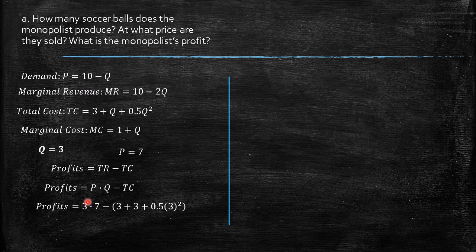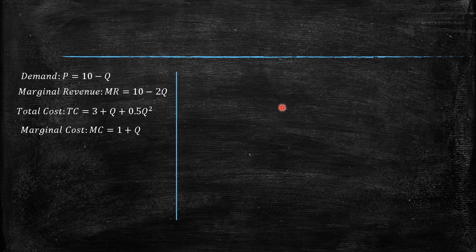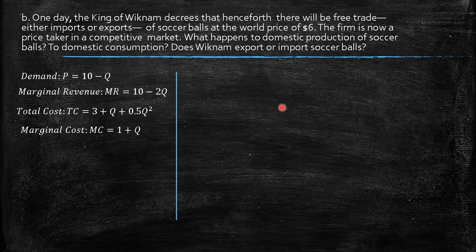I'm sorry, maybe this is in the opposite, but it should be 7 times 3, and the total cost, converting Q by 3, should be 3 plus 3 plus 0.5 times 3 squared. Then we have here 21 minus this one, which should be 6 plus this 3 squared, which is 9. 9 times 0.5 should be 4.5, and then the profits are 10.5 Wiknamian dollars.